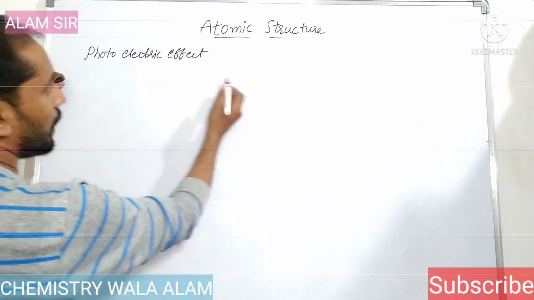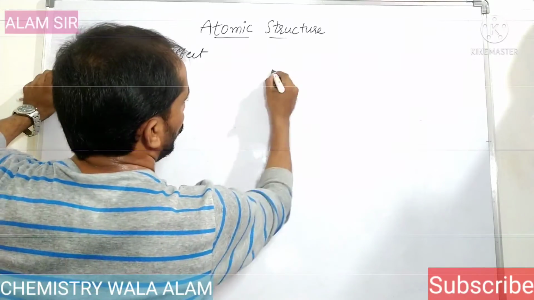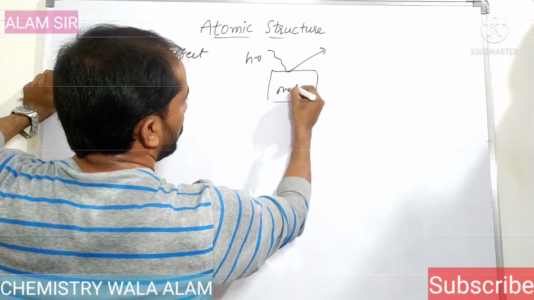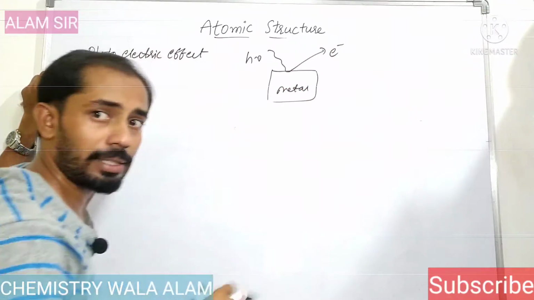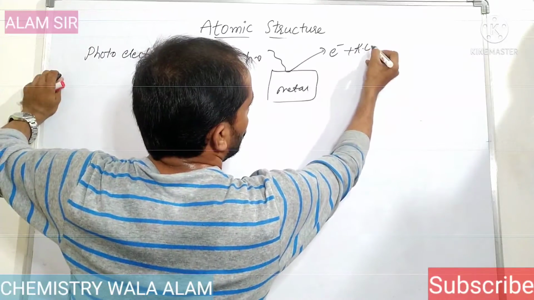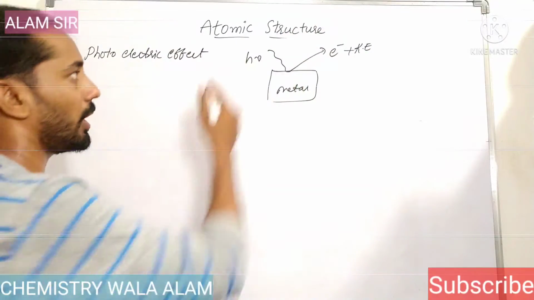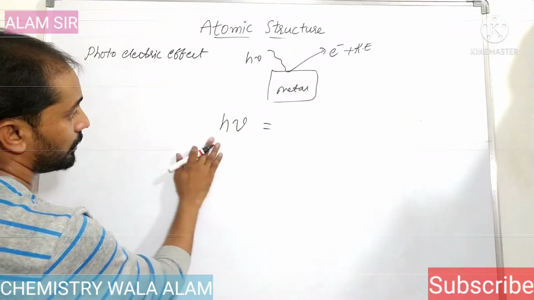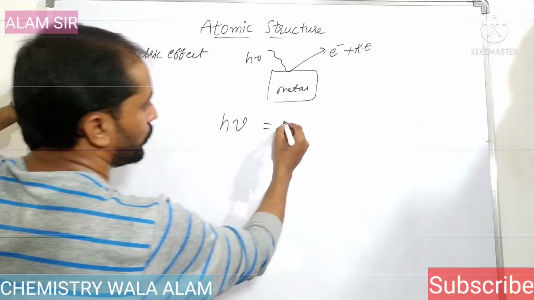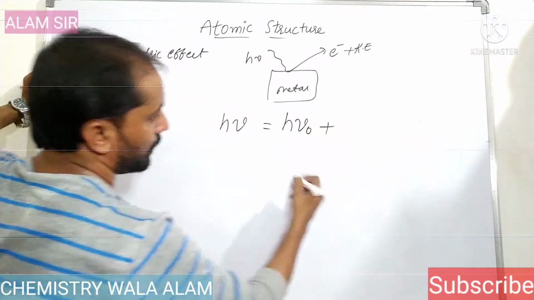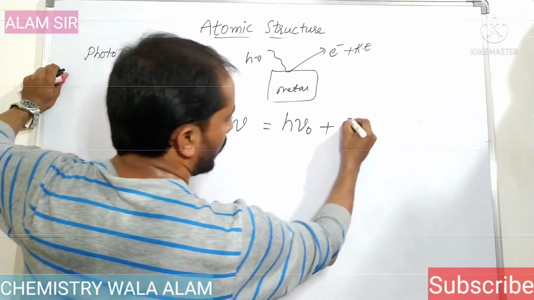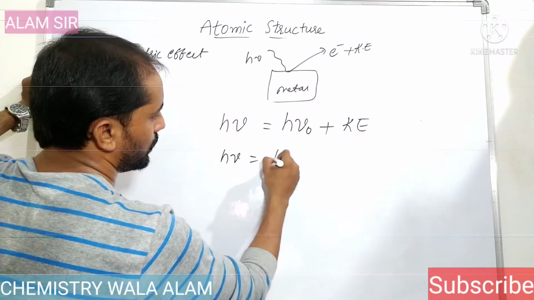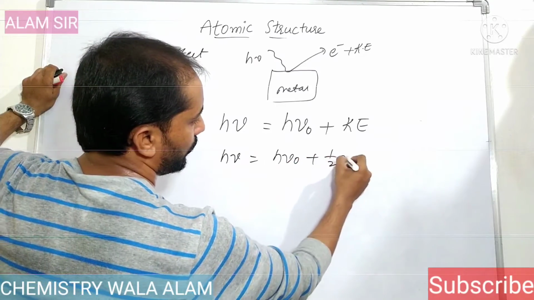According to the photoelectric effect, when light of a certain frequency falls on a metal surface, it can eject electrons, which are called ejected electrons, and some amount of energy is imparted along with the electron, that is h nu. So the equation: the frequency of incident radiation gives h nu, and the electron-removing threshold frequency is h nu naught, and then the kinetic energy, half mv square. So h nu equals h nu naught plus half mv square.